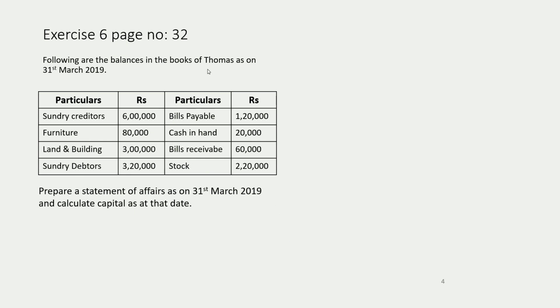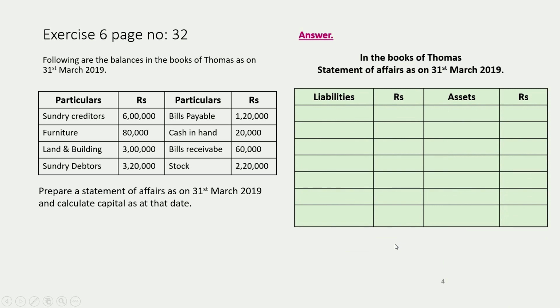Now, we shall start writing the answer. See here, it is given in the books of Thomas, so we should start writing the answer like this. In the books of Thomas, statement of affairs as on 31st March 2019. Why are we preparing a statement of affairs? Because some assets and some liabilities are given and we are asked to find capital. So, for that we have to prepare a statement of affairs. You know, a statement of affairs resembles a balance sheet. On the right hand side, you should write assets, rupees. On the left hand side, you should write liabilities, rupees.